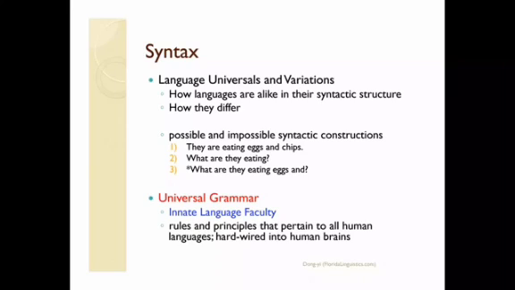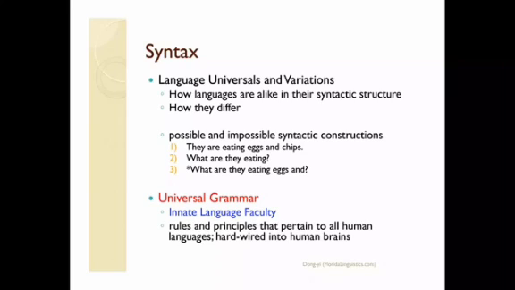In English, it is possible to replace a coordinate phrase with a wh-phrase and displace it to the sentence-initial position, like the sentence in 2, that is, "what are they eating?" However, it is impossible to displace just one phrase in the coordinate structure to the sentence-initial position. The sentence in 3, that is, "what are they eating eggs and," is ungrammatical.